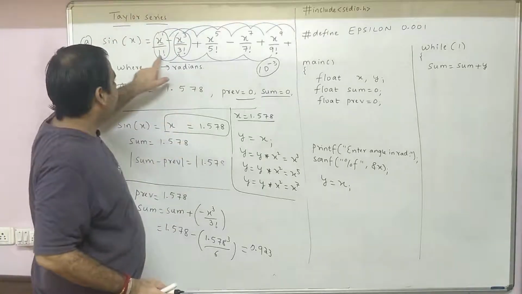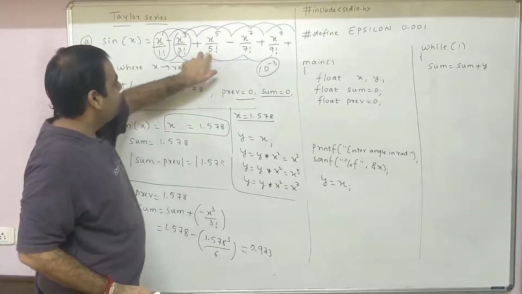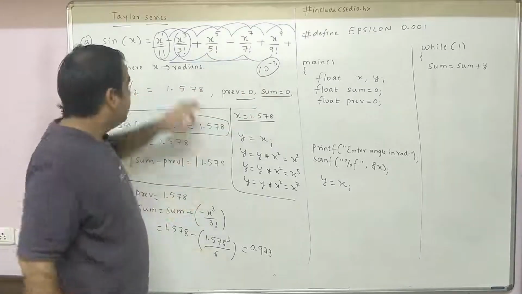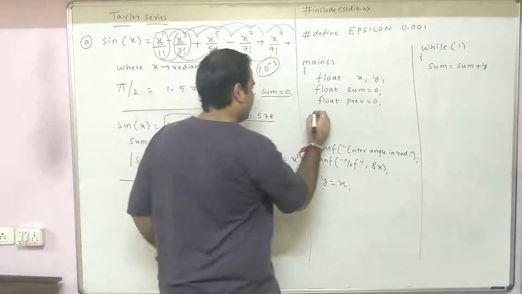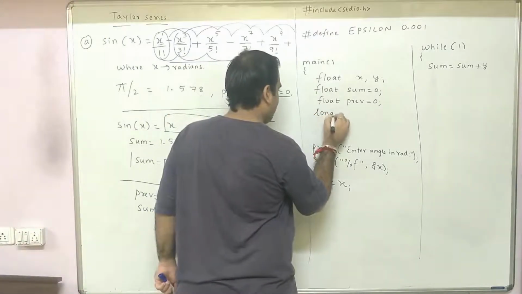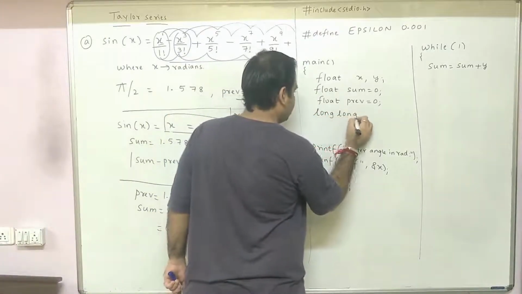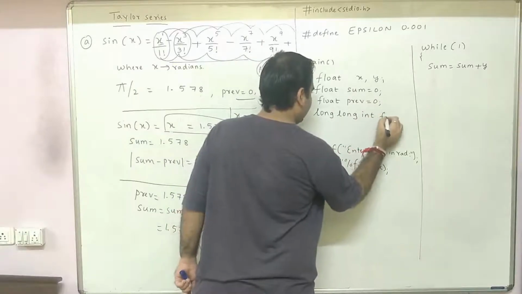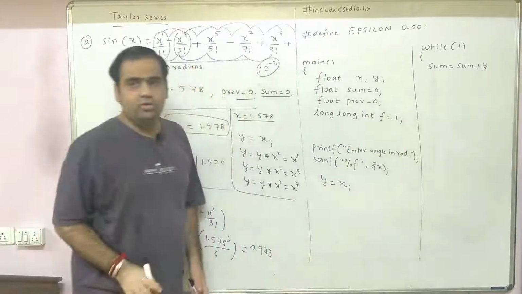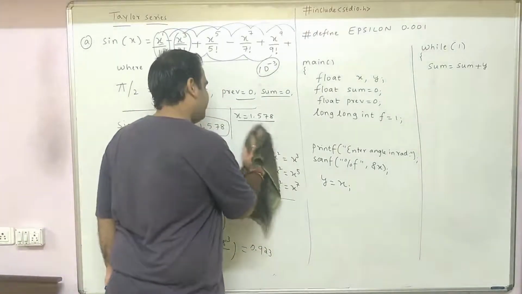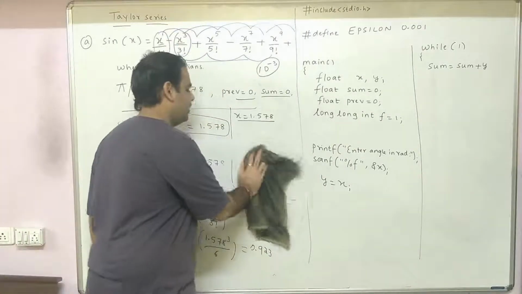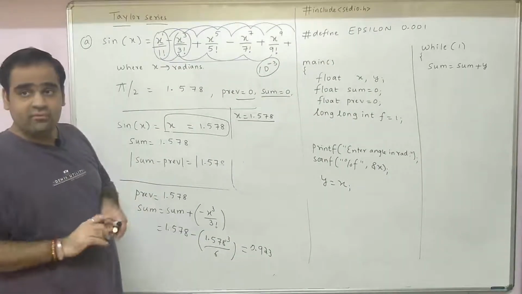Now, the numerator is done. Coming back to the denominator, it is 1, 3, 5, 7, 9. Now this is 1 factorial. What is 1 factorial? 1 factorial is 1. Let's take long int f is equal to 1. What do we mean by f is equal to 1? Because we want to compute the factorial, and the factorial of 1 is 1. Therefore it starts from 1.